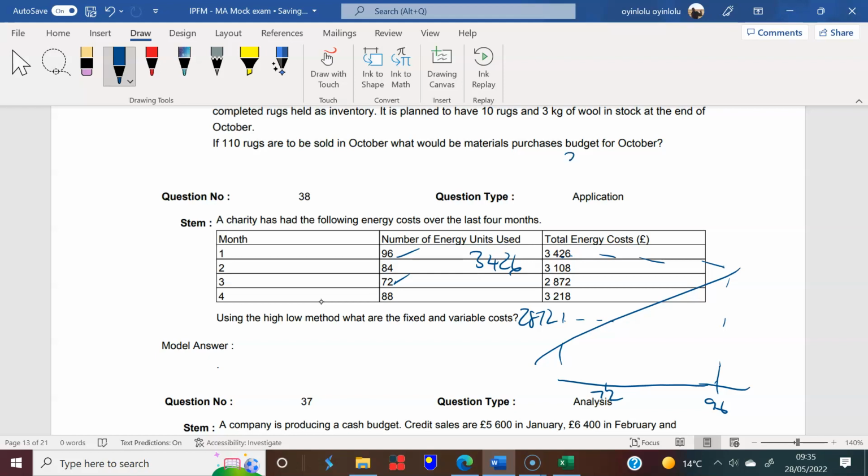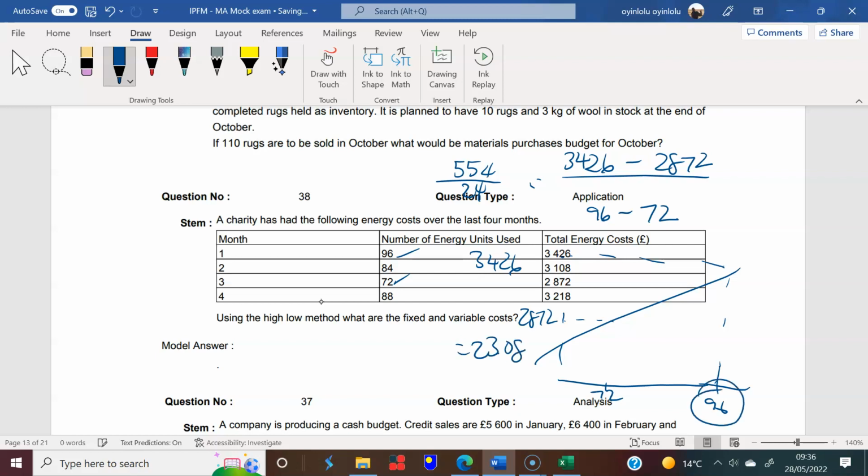So the high-low method literally says, I say 3426 minus 2872 divided by 96 minus 72, right? That's what you're doing. So you're having 3426 minus 2872. This is equal to 554, and this is 96 minus 72, which is over 24. So we have 554 divided by 24, which is £23. So your variable cost is £23.08. And I can just pick one of them. I'll pick that one. So my variable cost is £23.08.